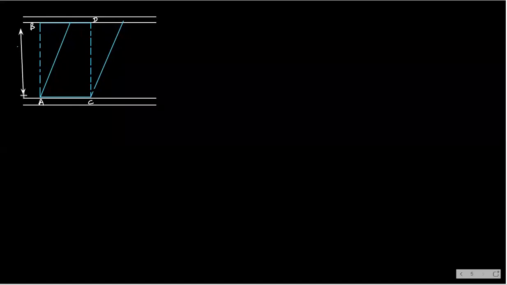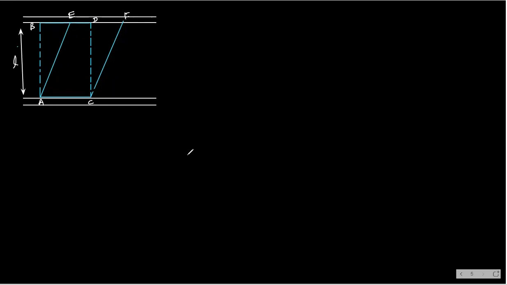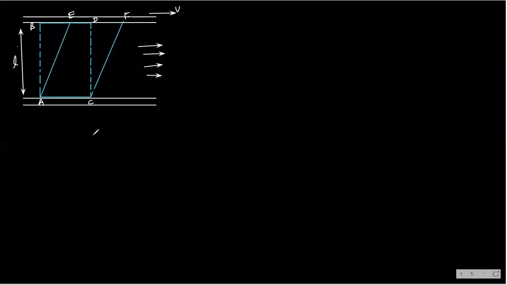now this one is L, okay, and this point is E, this one is F. This is the fluid flow direction, and this is, suppose, velocity V, okay. Right. Now this one is delta X.